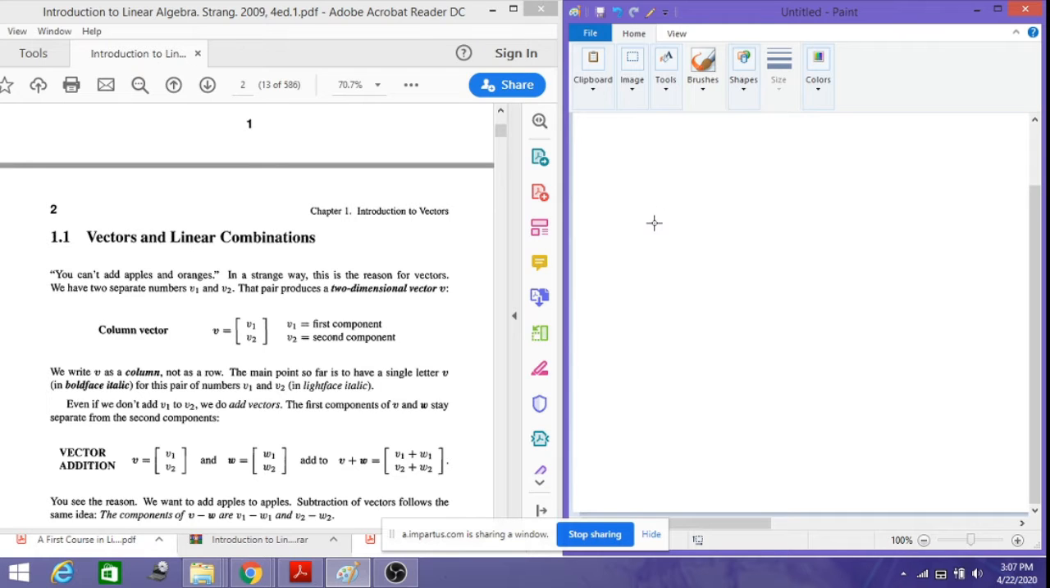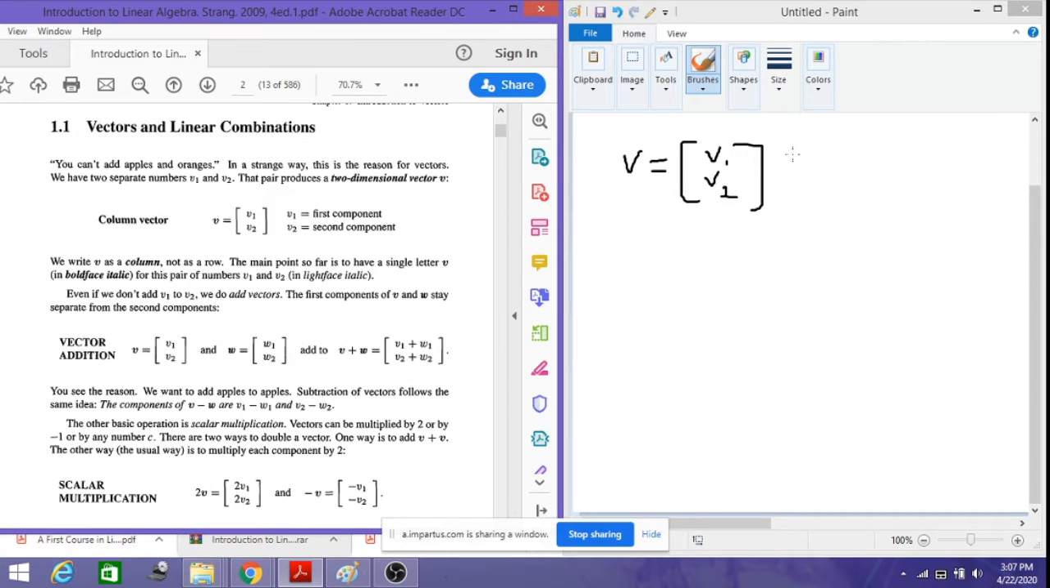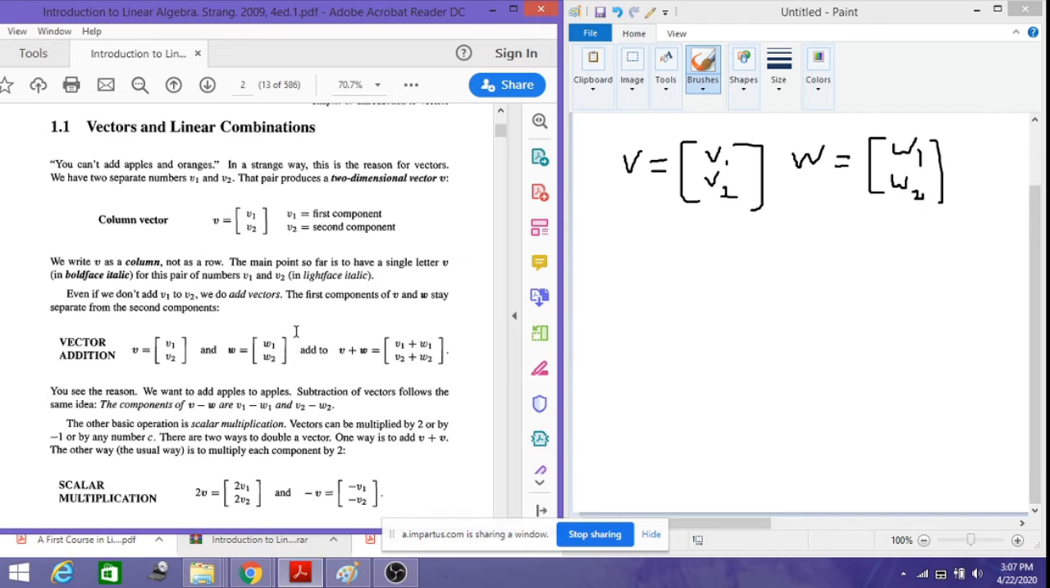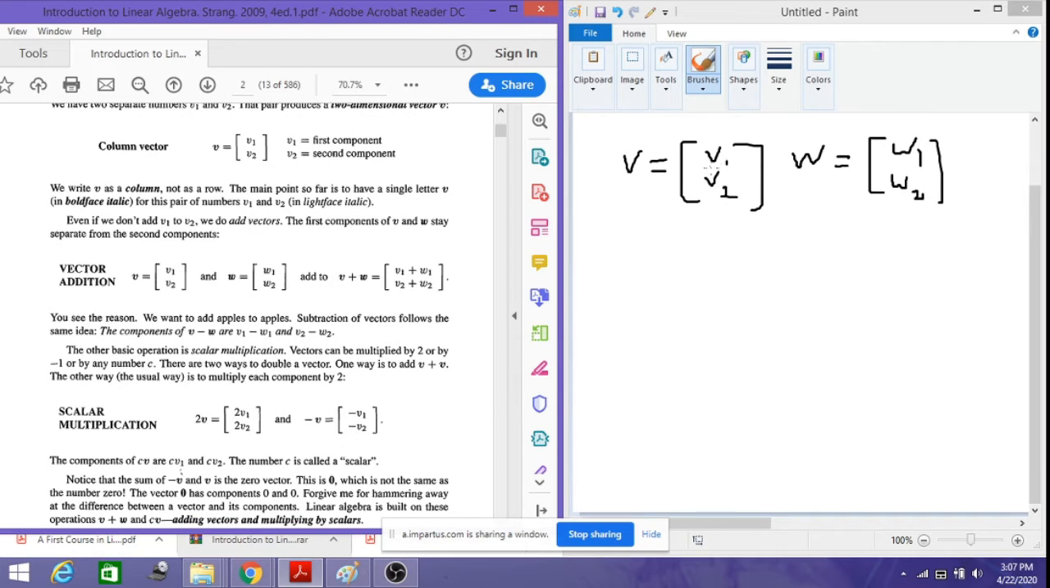For example, let us take a two-dimension vector here. It is represented in column form. So, for example, v is equal to v1 and v2. So v1 is the first component and v2 is the second component. And likewise, for w, we have w1 and w2, and again, these are different components. We cannot add these two components. You can think of w1 and w2 as the apple and orange. You cannot add them. They're separate things.